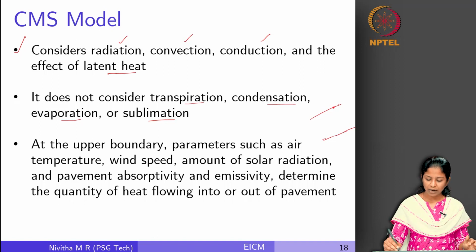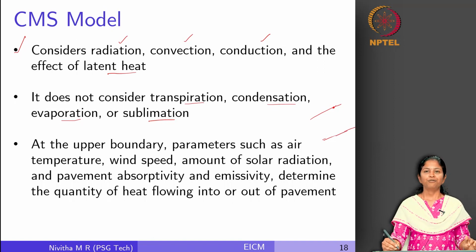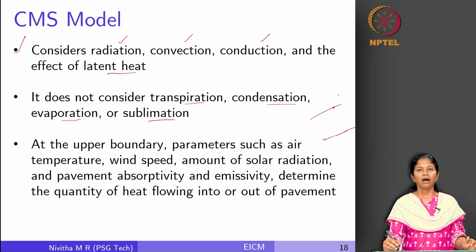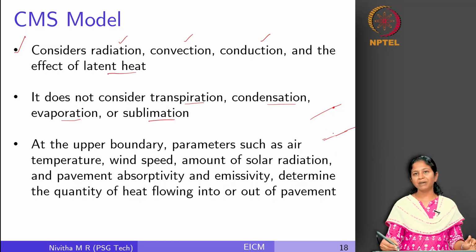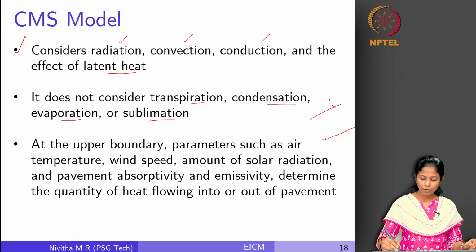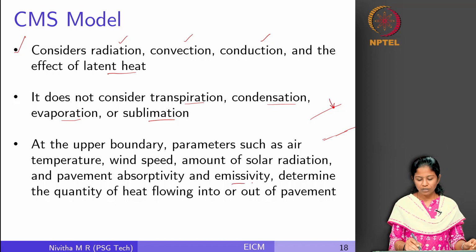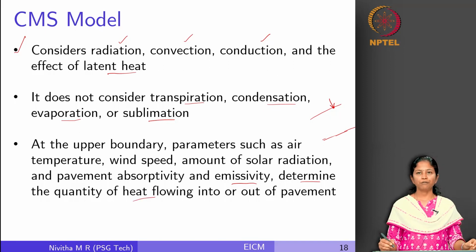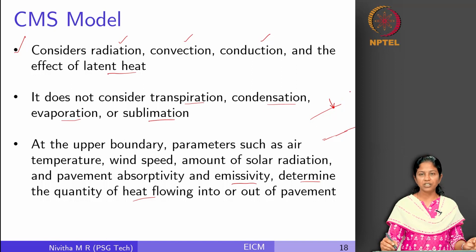So the upper boundary, so boundary conditions are defined for a finite element analysis. We said earlier we are going to use a finite element analysis. Once we know the values at the boundary conditions, we can interpolate for any given case. So at the boundary condition, parameters such as air temperature, wind speed, solar radiation and pavement absorptivity and emissivity are used to determine the quantity of heat inflowing into the pavement. So using all these parameters, we determine what is the heat observed at the surface of the pavement. So this is one boundary condition.